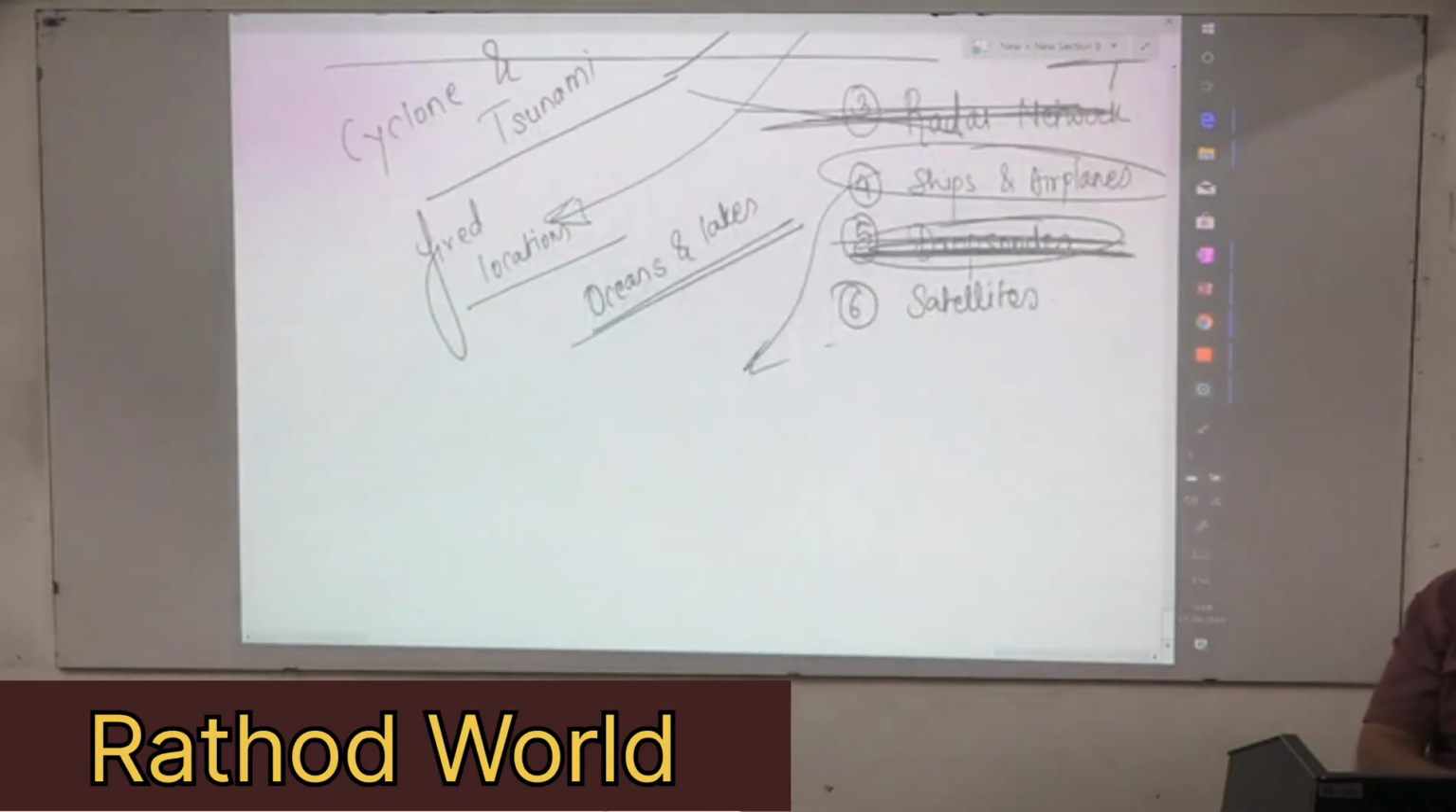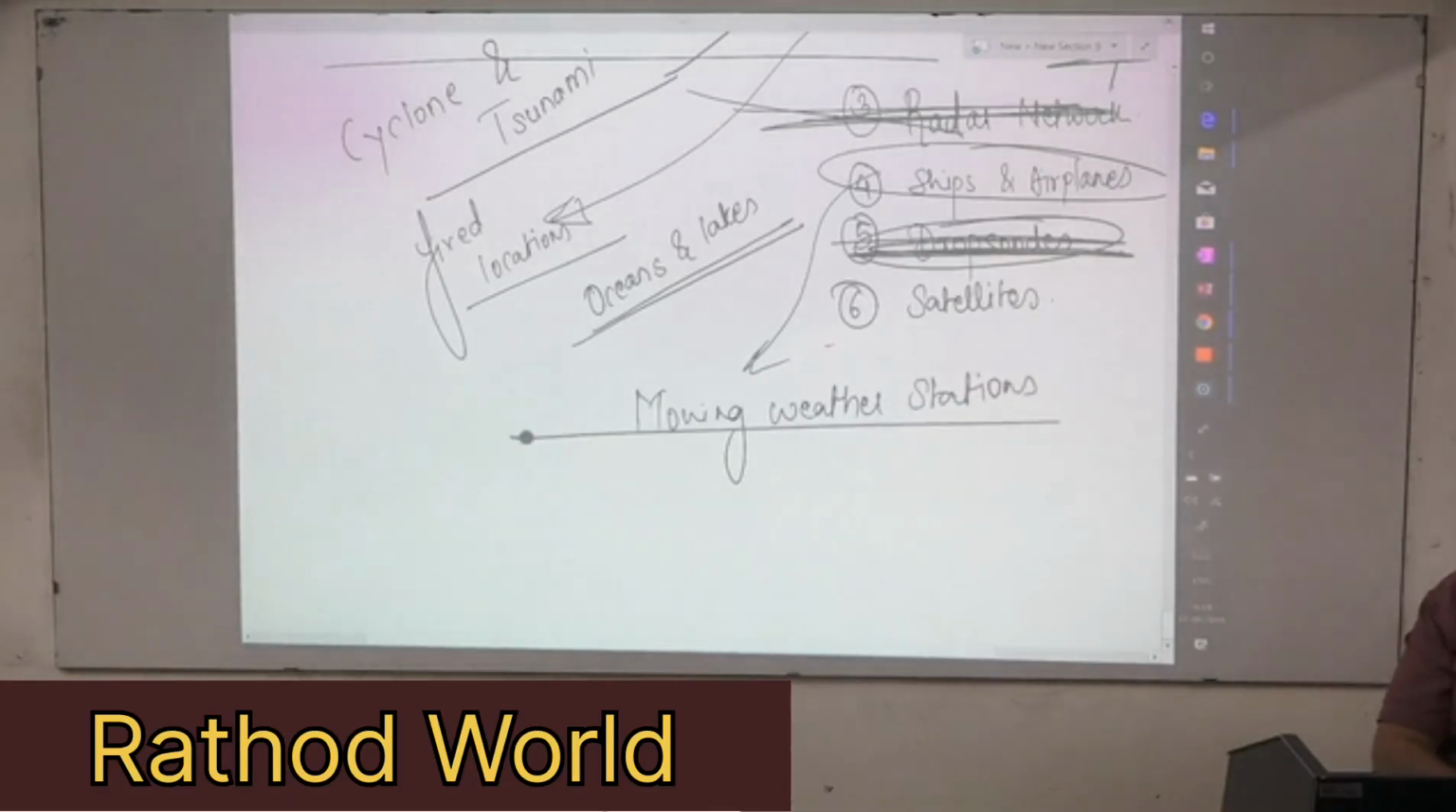शिप्स एंड एयरप्लेन्स को हम कहेंगे इन क्लाइमेटोलॉजी एज मूविंग वेदर स्टेशंस, बिकॉज जहां जहां जाएंगे वहां का हमें वेदर पता लगेगा. नथिंग नॉट मच इंपॉर्टेंट फॉर एग्जाम, मूविंग वेदर स्टेशंस. In the ships and the airplanes only, okay, in the same point of ships and the airplanes.